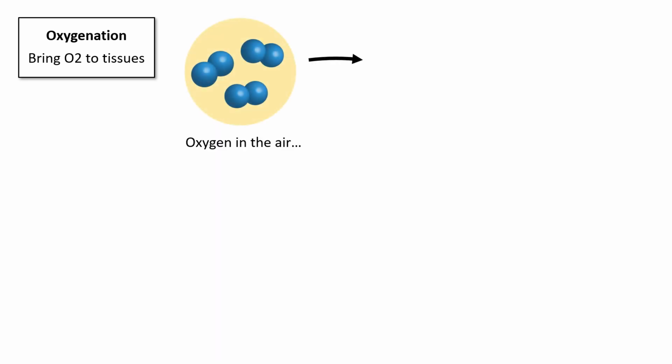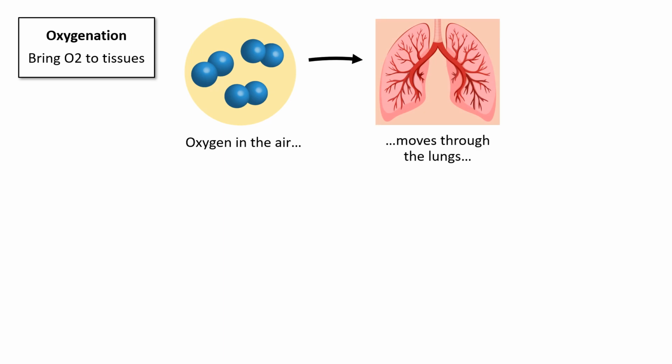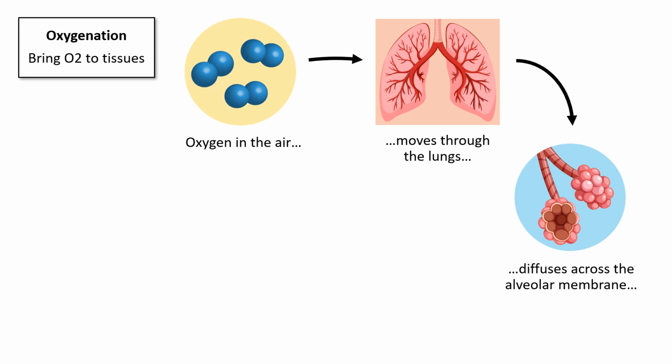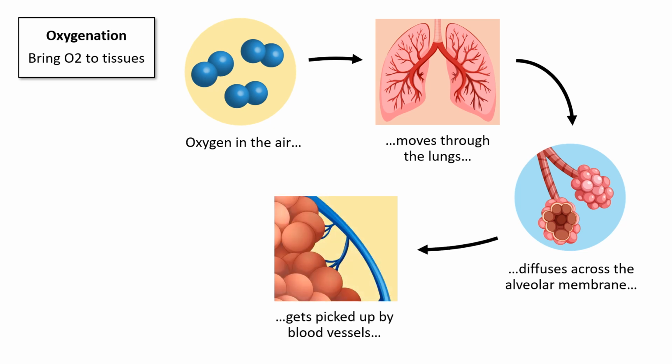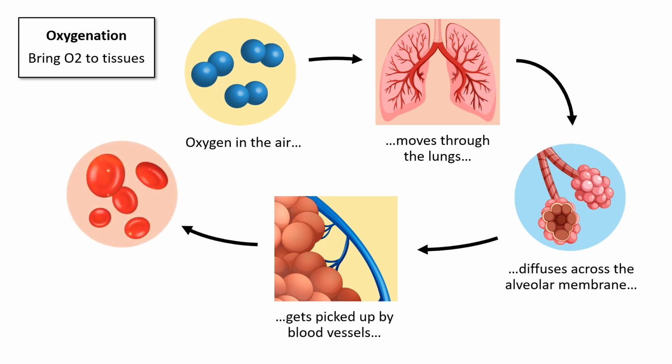Let's look at oxygenation a little bit more closely. When you think about this process, I would encourage you to think anatomically. Just imagine the flow of oxygen moving through your body. You start with oxygen in the air, and that oxygen has to move through your lungs. It has to make it all the way down to your alveoli so it can diffuse across the alveolar membrane. And there has to be some blood flow in the lungs so that it can get picked up by the blood vessels. The blood vessels contain hemoglobin, and hemoglobin carries the oxygen all the way out to tissues.